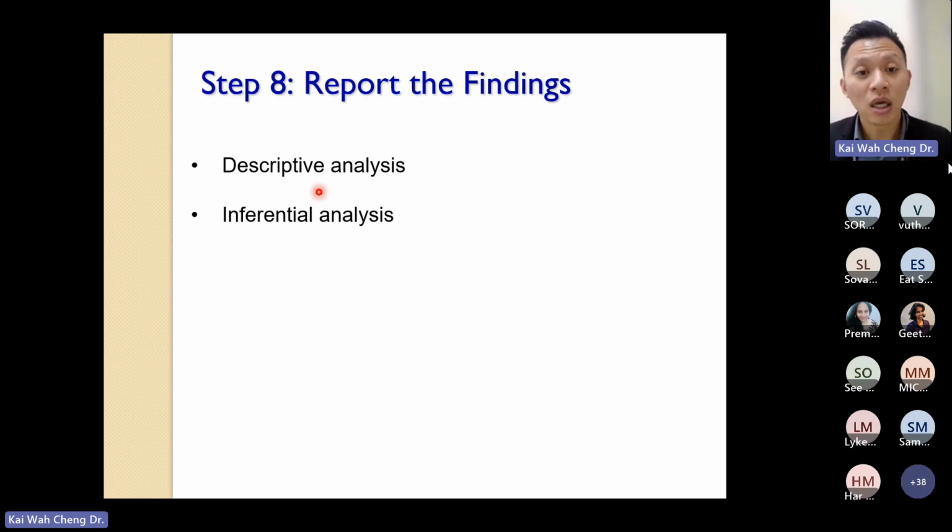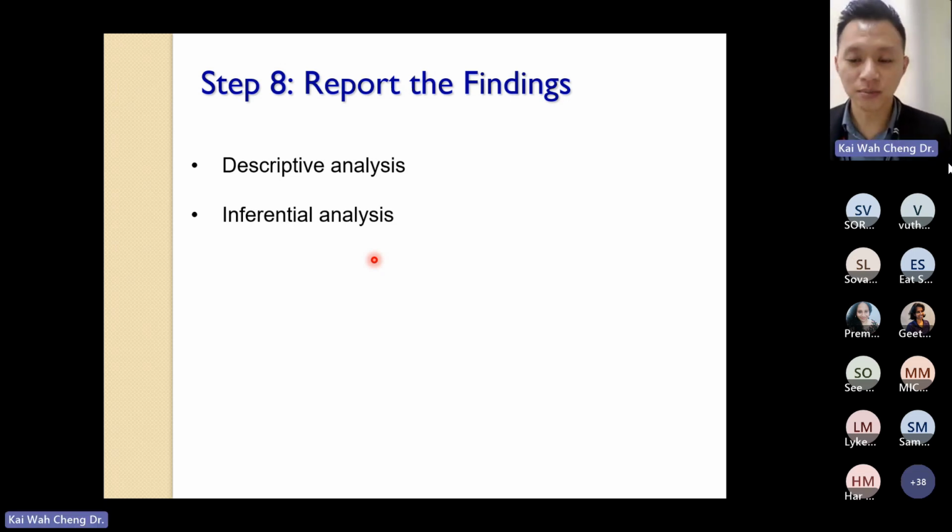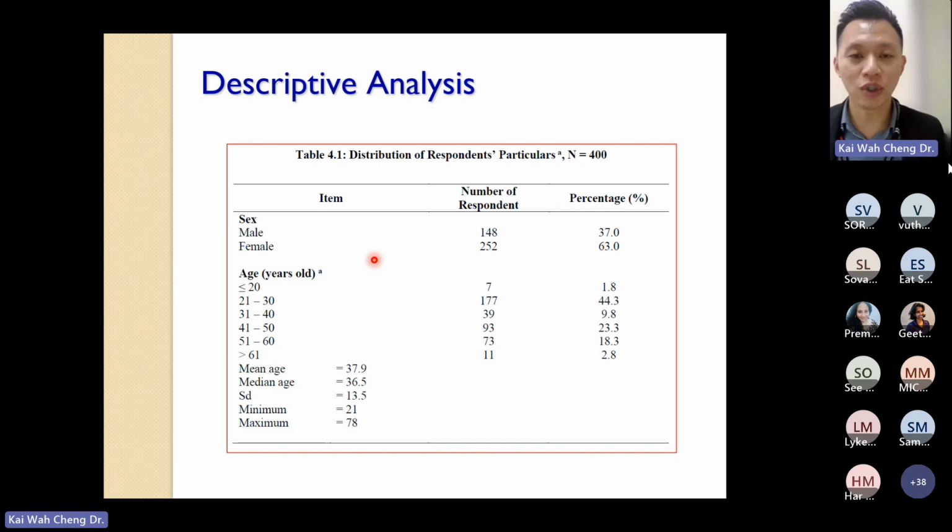On the other hand, inferential analysis means you are conducting certain statistical tests to analyze the research output. For example, Pearson correlation, multiple regression, logistic regression, and so on and so forth. These are the examples for inferential analysis. So basically, these are the 2 types of data analysis that we use in social science research. I will show you an example of each. This is the first one.